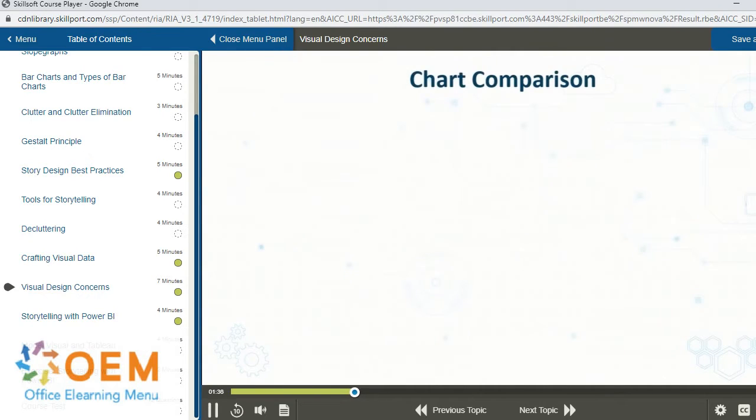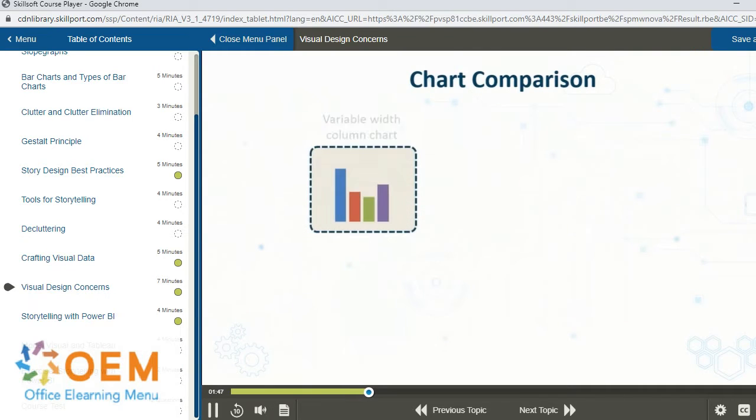Now let's try to do a comparison of charts depending on what family they fit into, whether they are from comparison, relationship, or distribution. Some of the charts which we can see here are the variable width column chart. It's a bar chart where column widths are scaled such that the total width matches the desired chart width and there are no gaps between columns. This chart can be used for tracking the values of two different variables for each category in data.